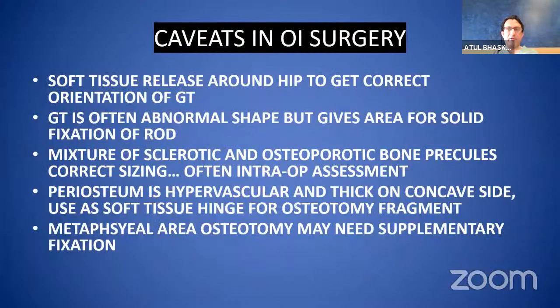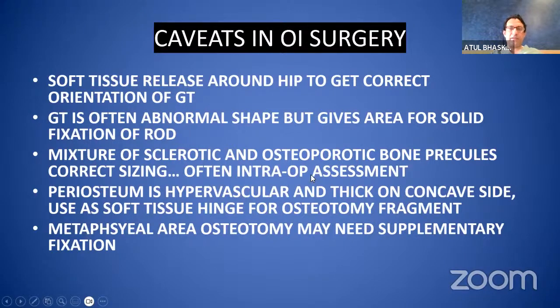Now, what I've learned over the years is that, especially around the hip joint and proximal femur, one needs to get a good orientation of the greater trochanter before you make the entry point. So don't try and do it blind if you're not sure, because the greater trochanter often has an abnormal shape, and is also the only area which gives solid fixation. Other thing is the bones can be both sclerotic and osteoporotic in the same bone segment. So correct sizing is important. Often you need to depend on the intra-op assessment rather than just the X-rays because of the curvature of the bone.